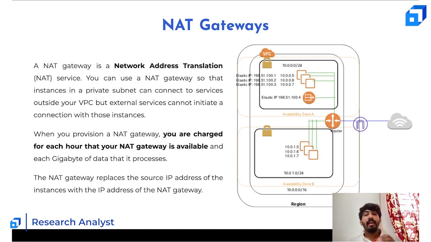And finally, the NAT gateway replaces the source IP address of the instances with the IP address of the NAT gateway. I think this sentence makes it pretty clear. For example, take this instance 10.0.1.5, the private IP address. This instance wants to access the internet. As I told you, it will be taken to the NAT gateway, and the NAT gateway will do network address translation, translating the private IP address of the instance and attaching the IP address of the NAT gateway itself, which will be able to access the internet via the internet gateway. So this is basically how internet gateways and NAT gateways work.